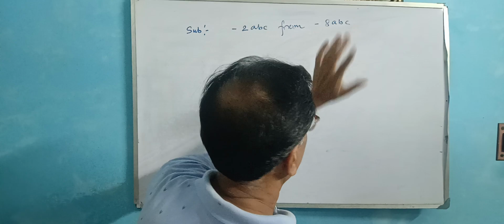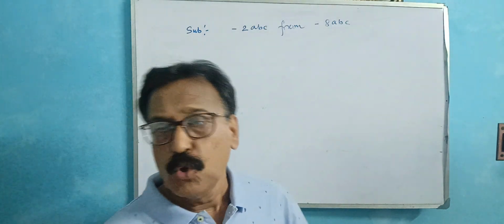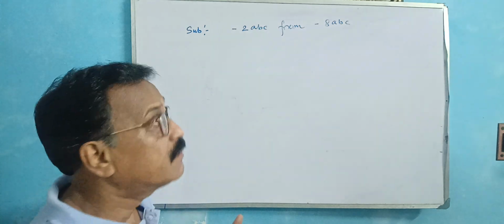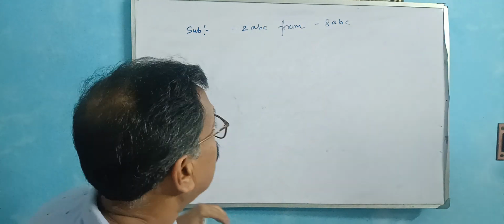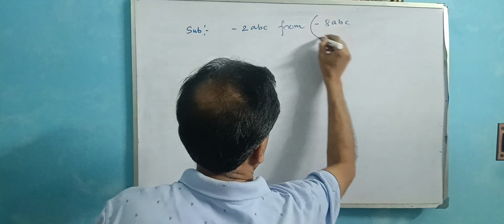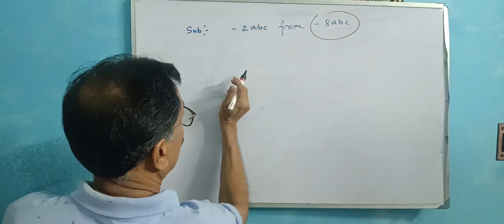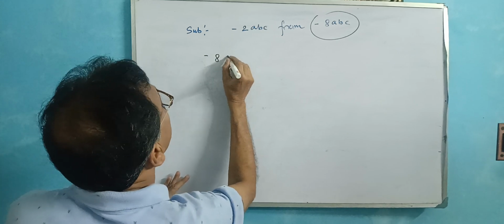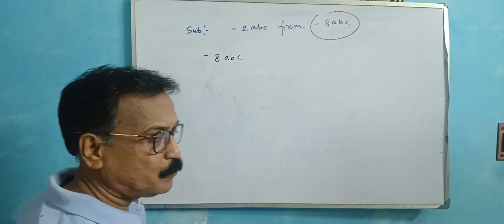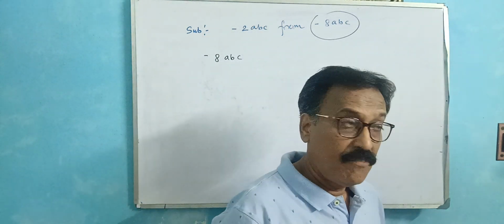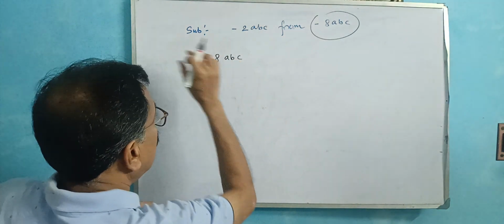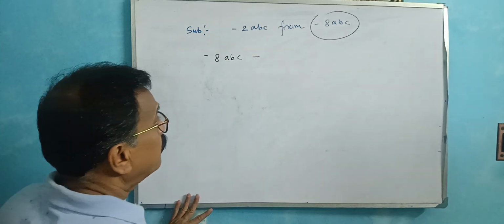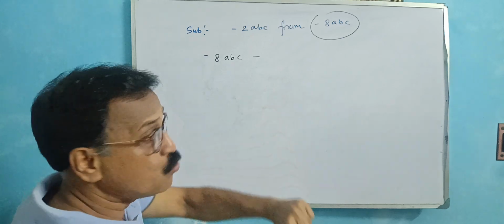Subtract this from this. You know, two processes are there: the column process and the horizontal process. So first, the horizontal process. In the horizontal process, you write this first on the extreme left side. So here is minus 8abc. Clear? This is where the confusion arises. Subtract this, so the subtract sign is there. Now here is minus 2abc.